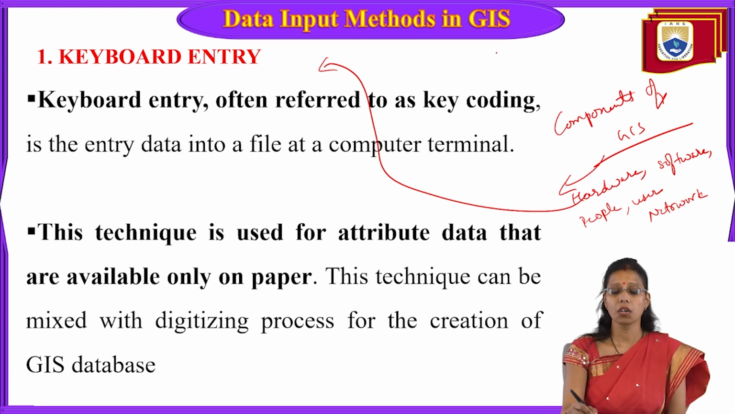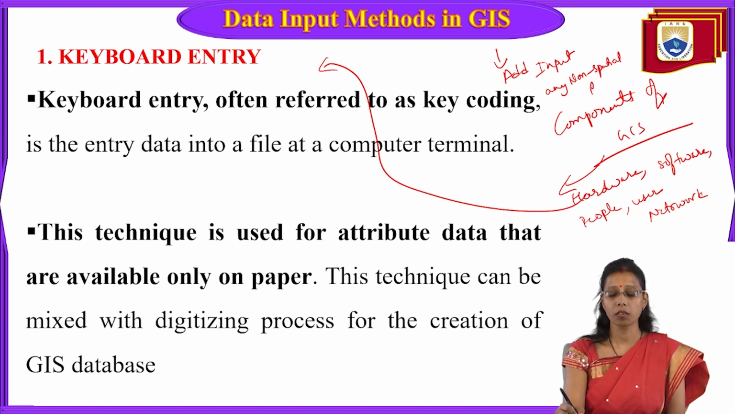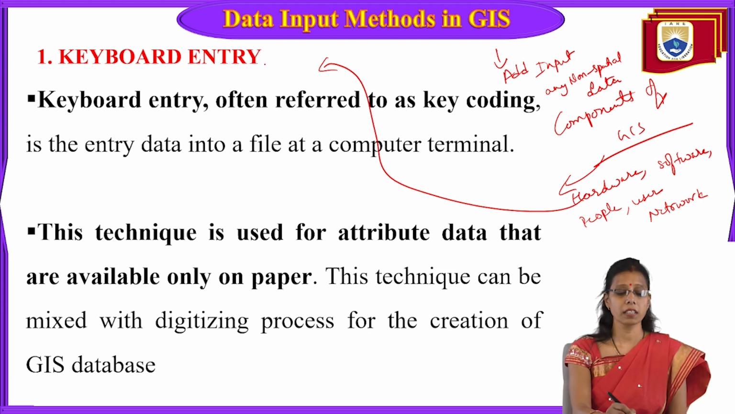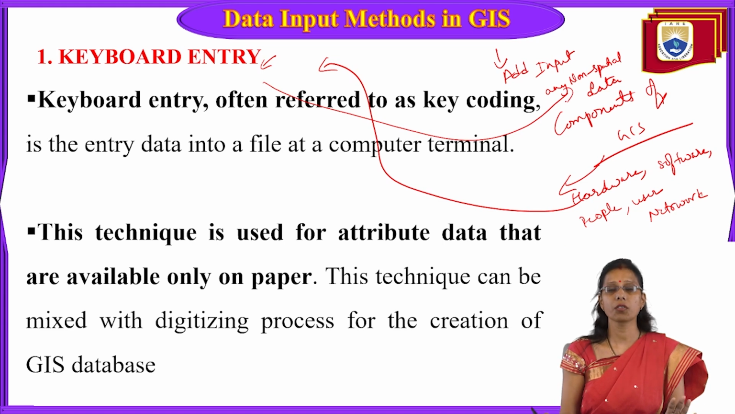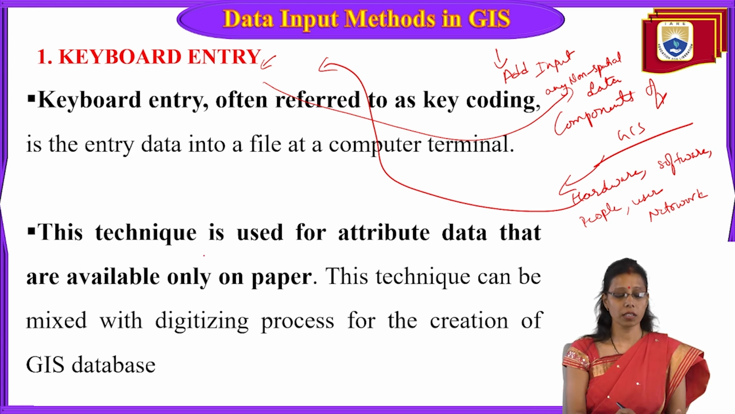Key coding, in the sense when you want to add or input any non-spatial data. If you want to add any non-spatial data, then we have to use keyboard entry. So this is the method for entry of non-spatial data. If you want any key coding, any georeferencing data, any information in tabular format to be added, the keyboard is used for entering the data. So this technique is used for the attribute data. As I told you, attribute data is non-spatial data.